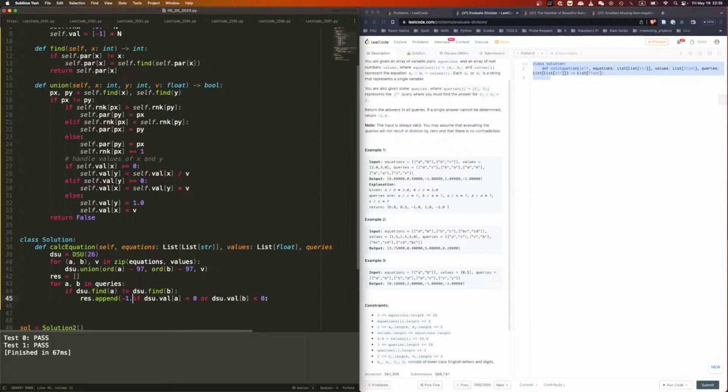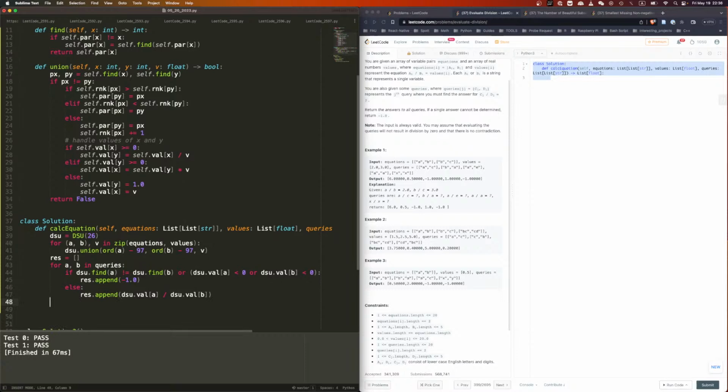We can just say, hold on. Can we say if this or this? If they're not equal or they're equal but this, then do this. Else res.append DSU.val A divided by DSU.val B. And we'll return result. Give this a shot.